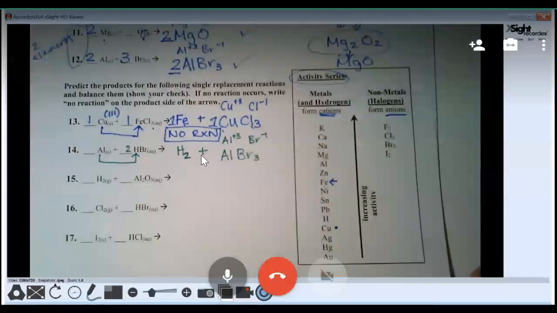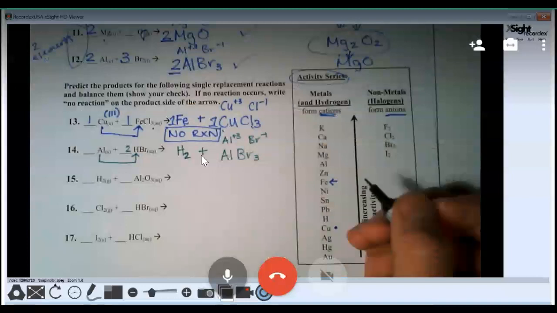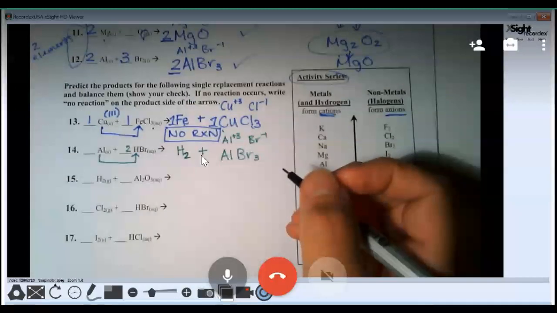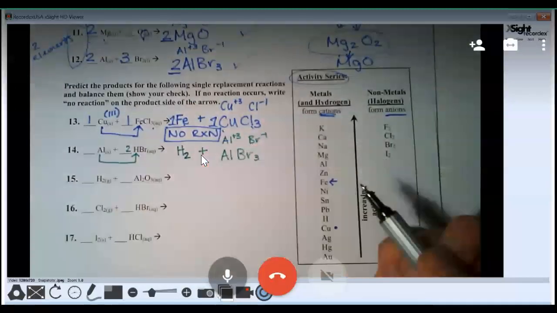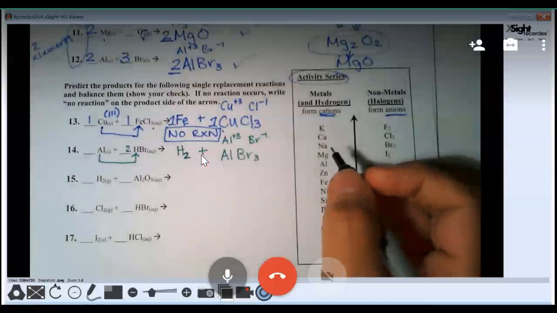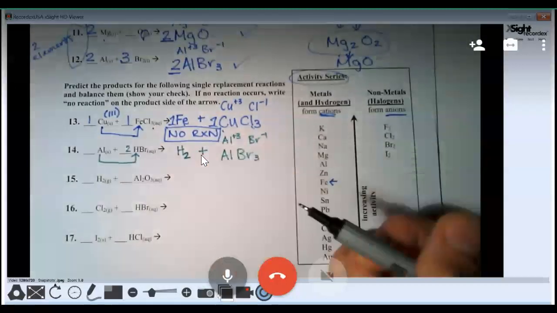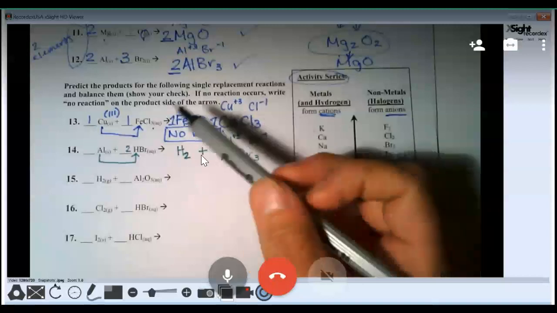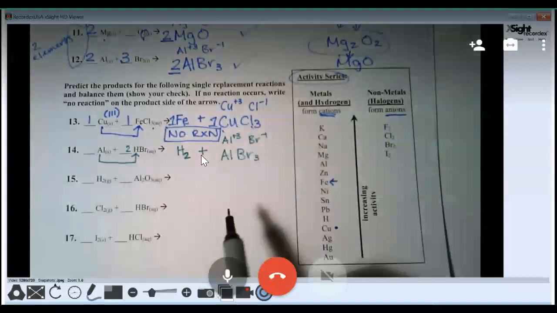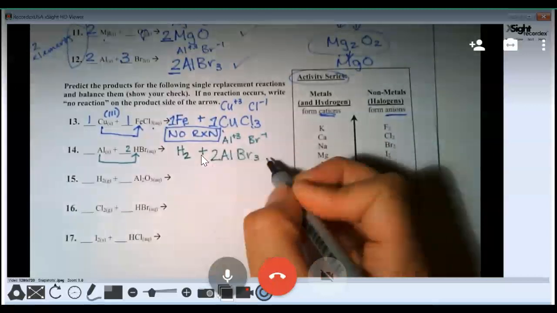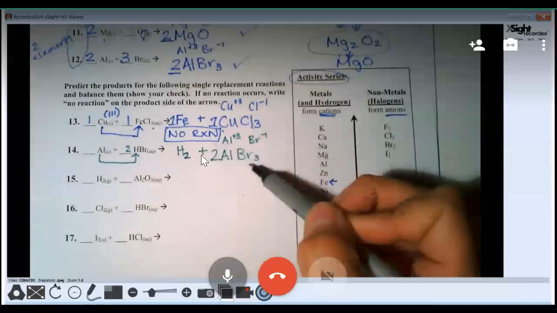Okay. What else is out of balance? Bromine. Now I have 2 bromines here and 3 over here. What's the problem with that? Bromine has an odd number. So what do we need to do to fix that? A coefficient of 2. In front of which one? In front of the product, aluminum bromide. I'm going to put a coefficient of 2 to make my number of bromines even. So now I have 6 bromines.